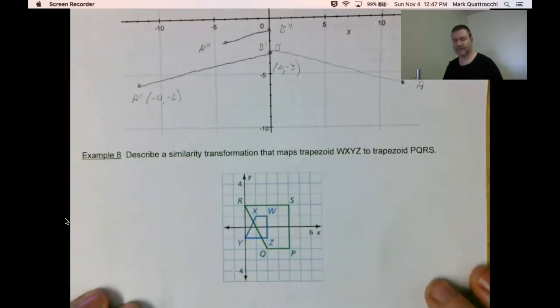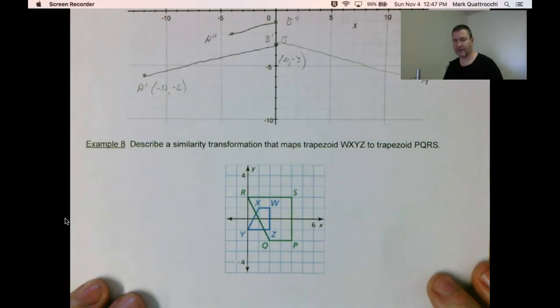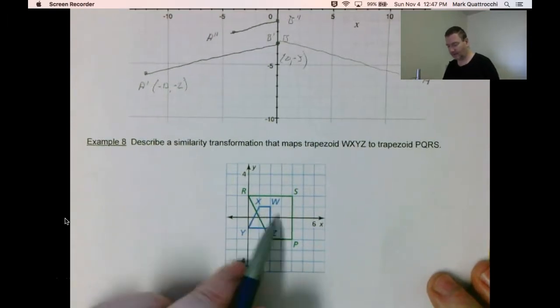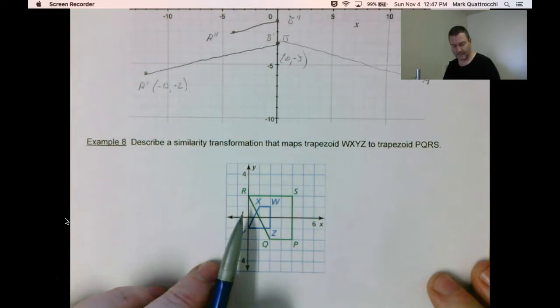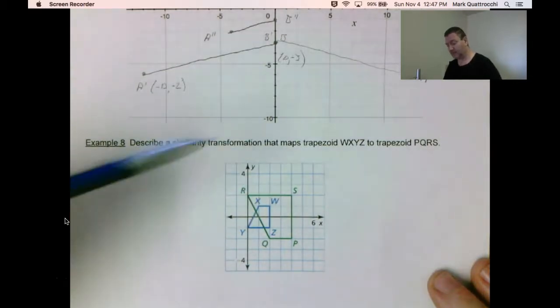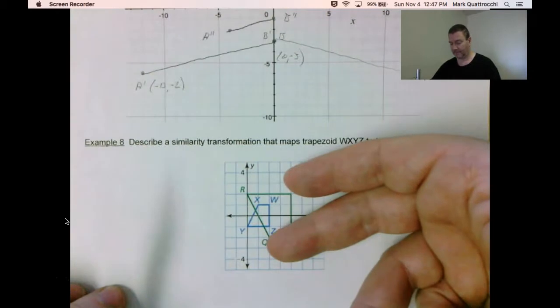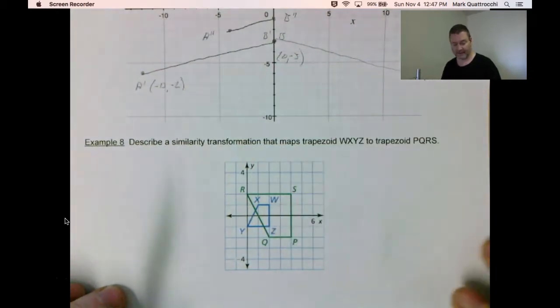Describe a similar transformation that maps trapezoid WXYZ to trapezoid PQRS. How do we get from the blue to the red? Okay, so there's more than one answer here. It really doesn't matter. There's a whole bunch of possibilities. I'm going to flip it, and then I'm going to dilate it.